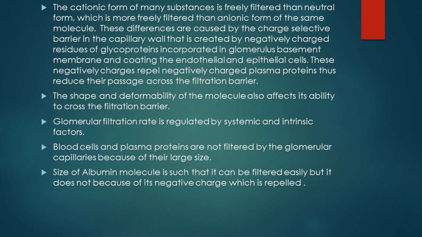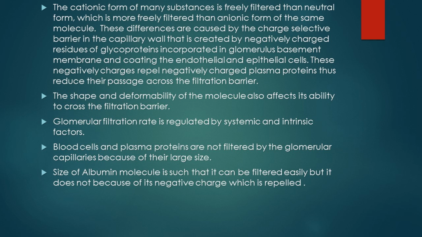So the structural and chemical composition of the capillary wall is such that the cationic forms of many substances are more freely filtered than neutral forms. And these neutral forms of the substances are more freely filtered than the anionic form of the same molecule. In short, this charge selective barrier filters the cationic forms of many substances easily. Similarly, small sized molecules are easily filtered by these capillaries.